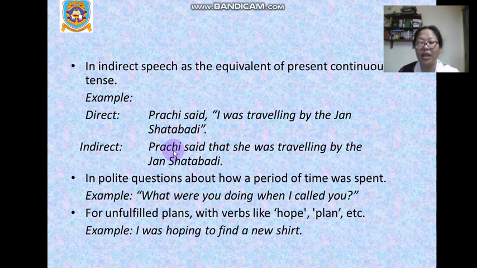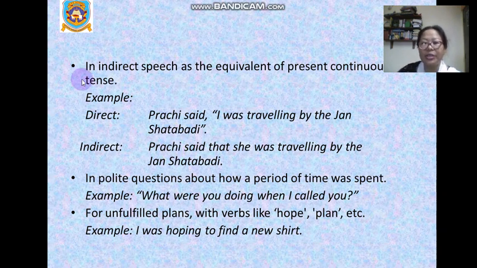Then when we ask polite questions about how a period of time was spent, what were you doing when I called you? And also to express unfulfilled plans with verbs like hope or plan, etc. I was hoping to find a new shirt. I was planning to go on a holiday. Okay, so these are the types of sentences and where we use past continuous tense.